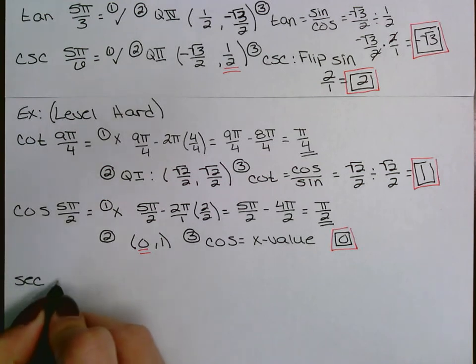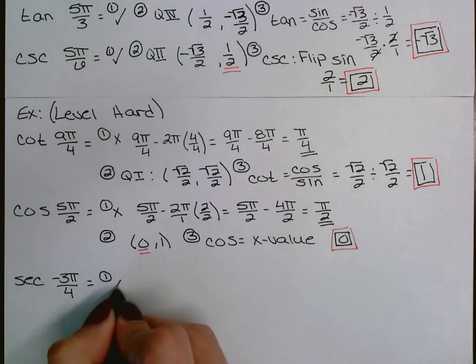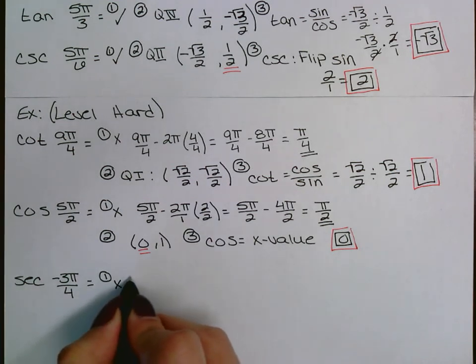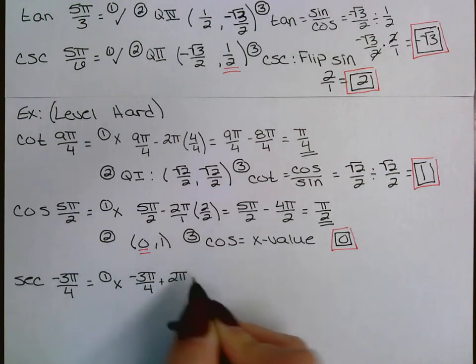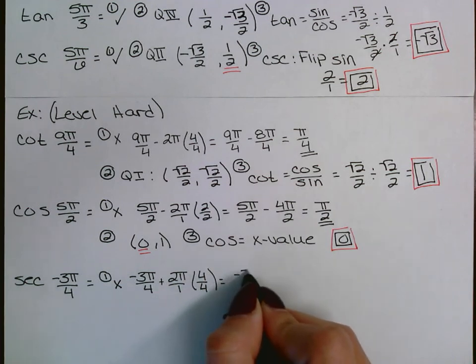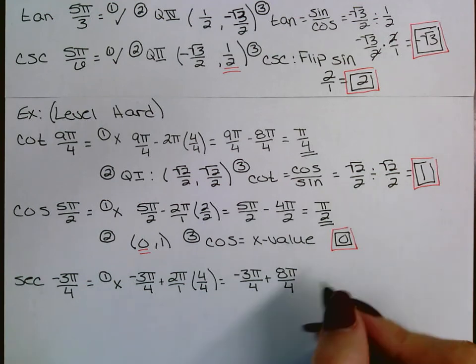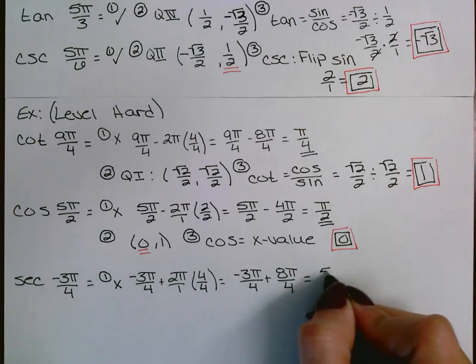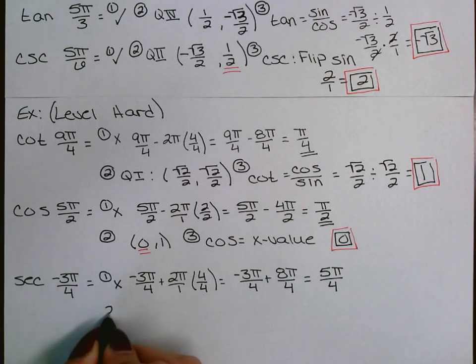All right. Secant of negative 3 pi over 4. Step 1, is it coterminal? No, it's a negative. So what am I going to do to fix this? Nice. We're going to add 2 pi. Get common denominator. What does a negative 3 pi plus 8 pi give me? 5 pi over 4. Good. 5 pi over 4 is the value I'm going to use for step 2.